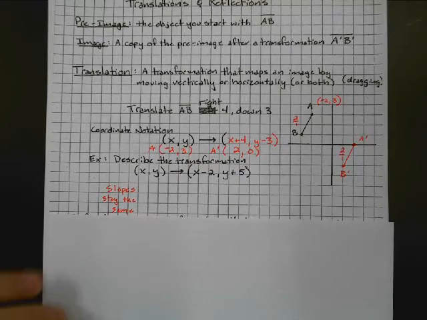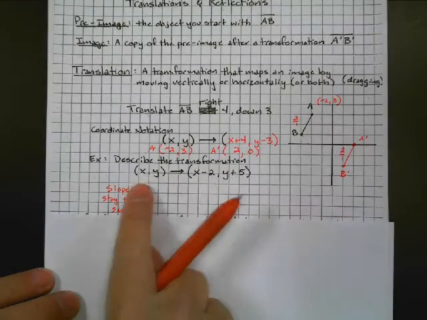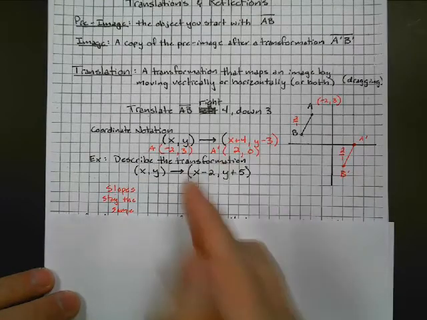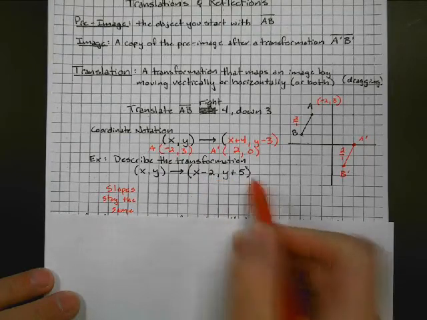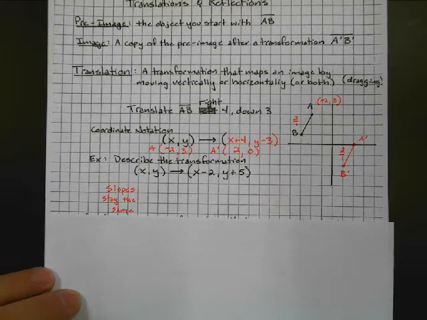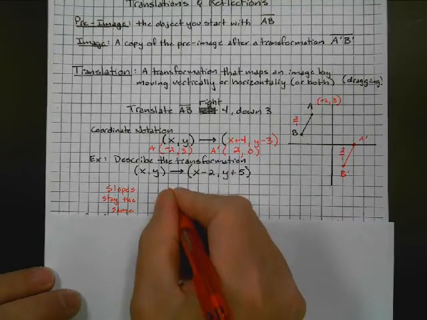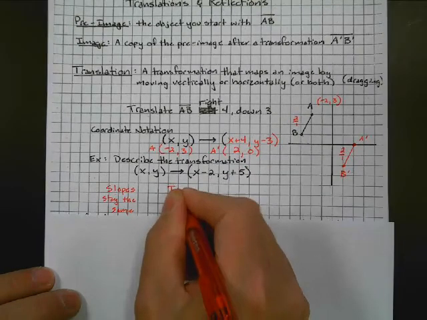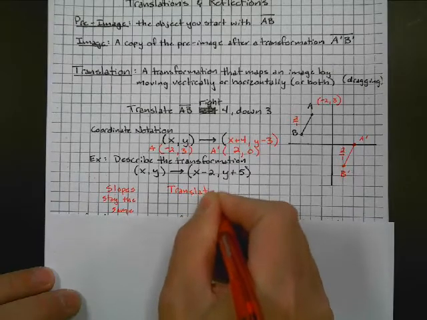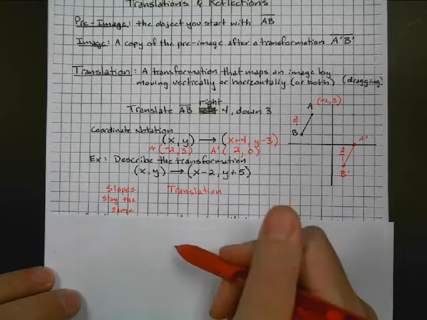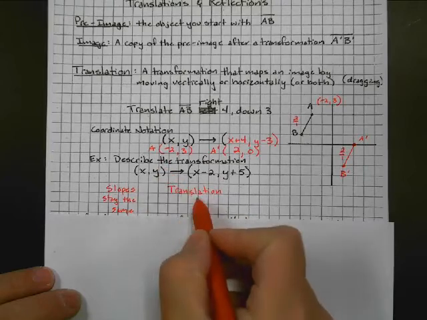So if they told us a transformation had this coordinate notation, so they started with the preimage and the image became x minus 2, y plus 5, we would say, well, that's definitely a translation because we don't know anything else yet. So this is a translation. When you describe these, you have to tell what type of transformation, and this is a translation.